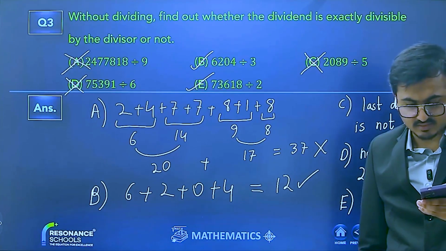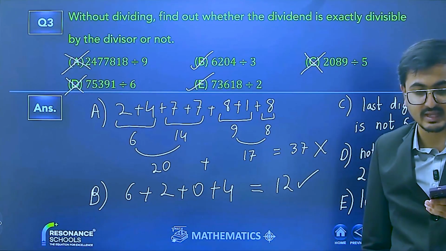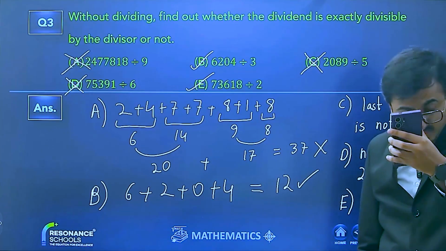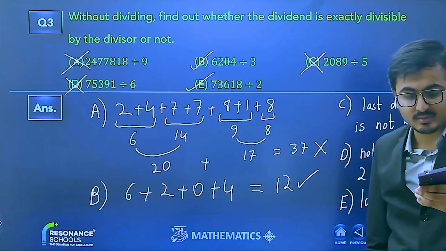Two and three, it should be divisible by 2 and 3. What is the divisibility rule of 2 and 3?